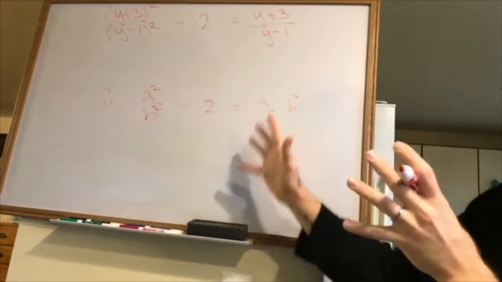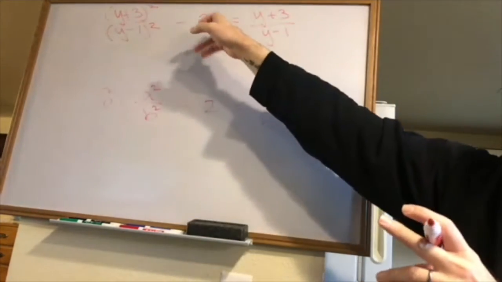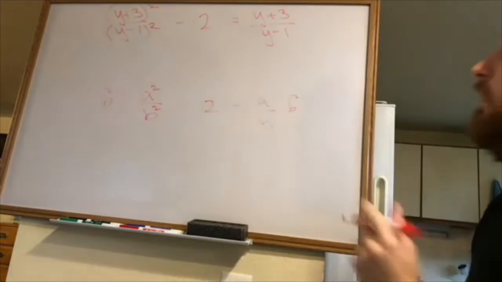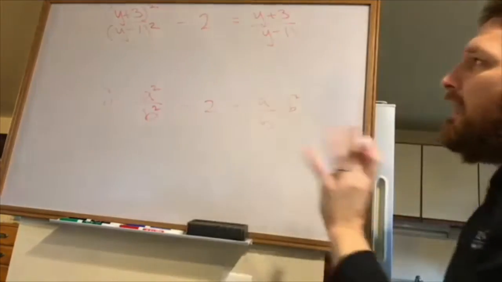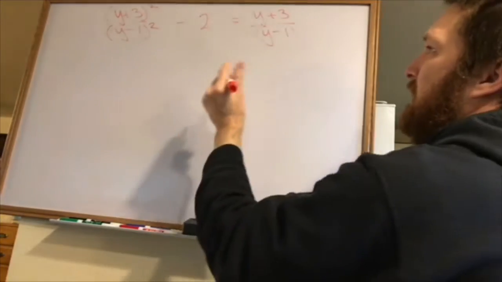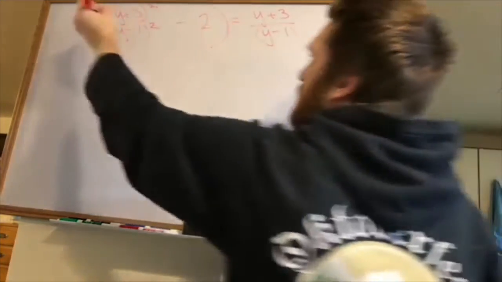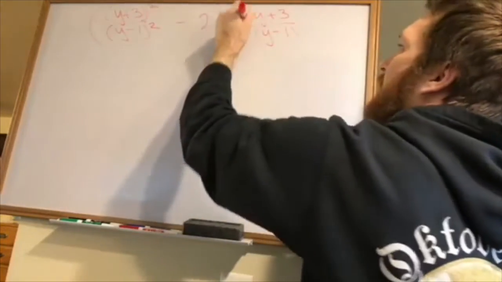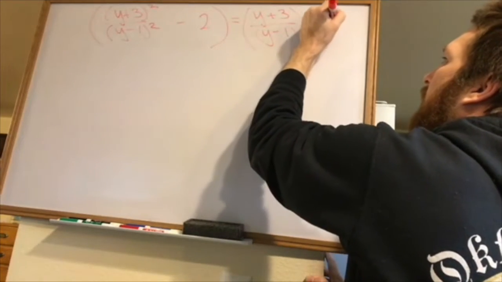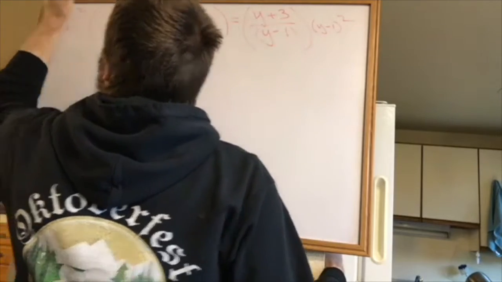The same thing is true here. We have something squared, nothing in the denominator here, and then we have that original thing, but now to the first power. So I'm going to do the same thing: multiply both sides of the equation by that. Let's do that and see what happens. So y minus 1 squared on both sides.